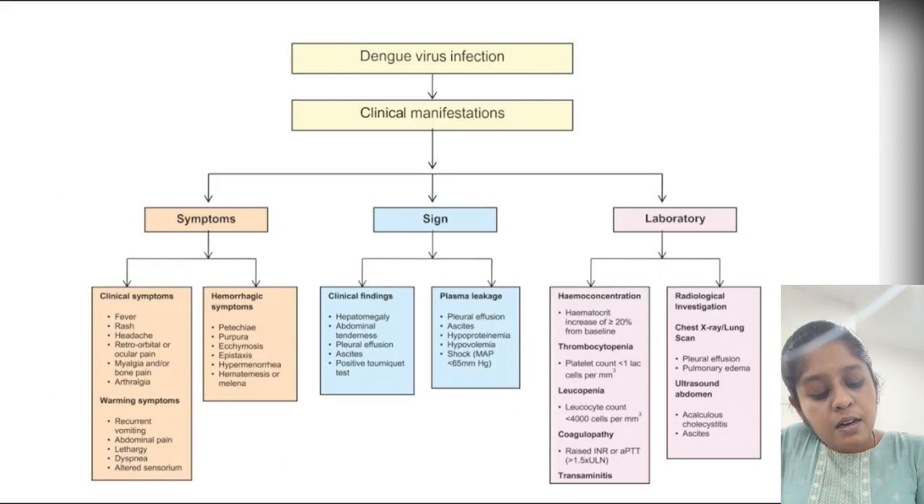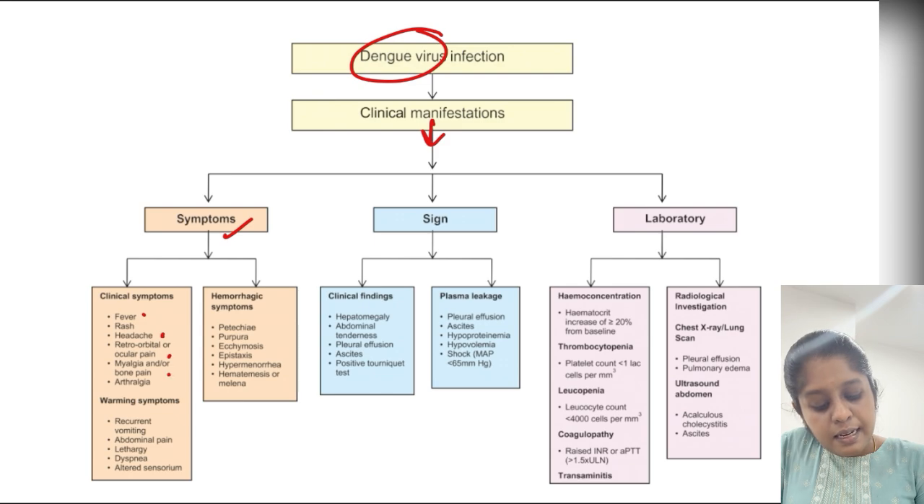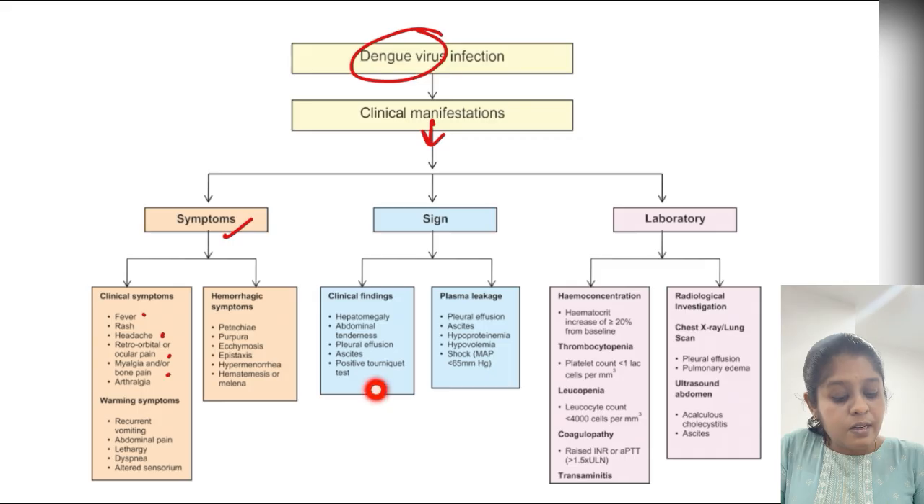So coming to the overview of what we learned so far, dengue virus infection. So they'll have clinical manifestation which includes symptoms like fever, rash, headache, orbital pain, myalgia, arthralgia. They can have warning signs like recurrent vomiting, abdomen pain, and altered sensorium. Hemorrhagic symptoms like petechiae, purpura, ecchymosis, epistaxis can happen. The signs include hepatomegaly with tenderness, pleural effusion, ascites, and a positive tourniquet test. Because of plasma leakage, they can have pleural effusion, ascites, hypoproteinemia, hypovolemia, and shock.